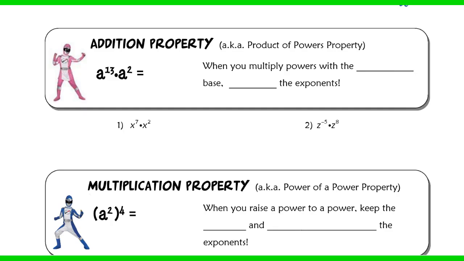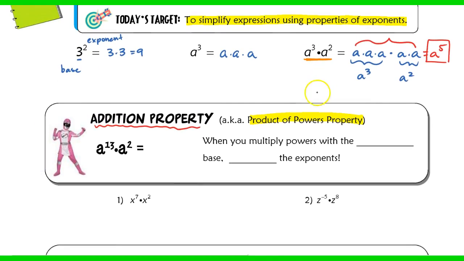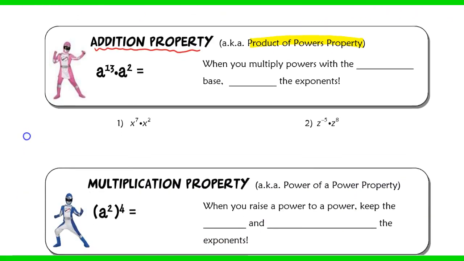Alright, so let's start talking about our exponent properties. Our first property is called the product of powers property. Okay, that's the official name of it. But we like to nickname it the addition property. Because like you just saw in the problem that we worked on right here, we can just add those two exponents to simplify it. So that's what we're going to do here in our example.